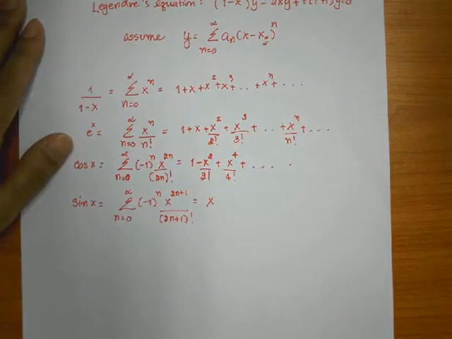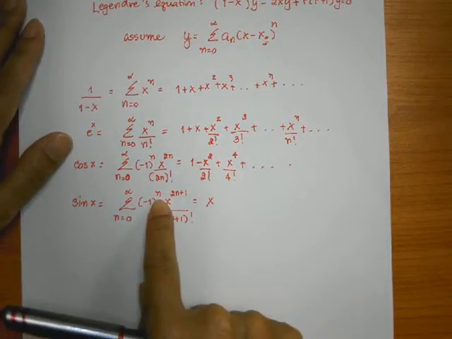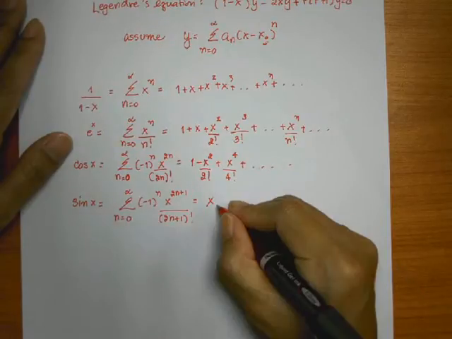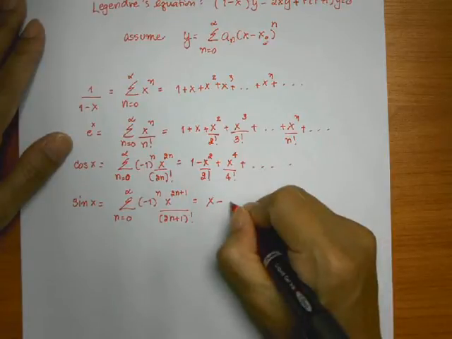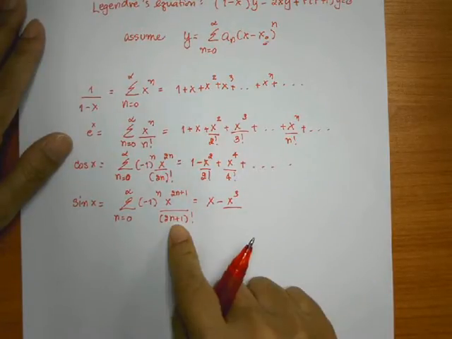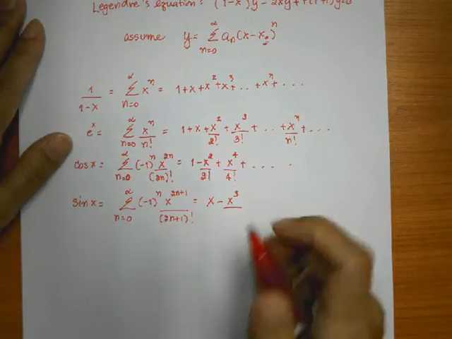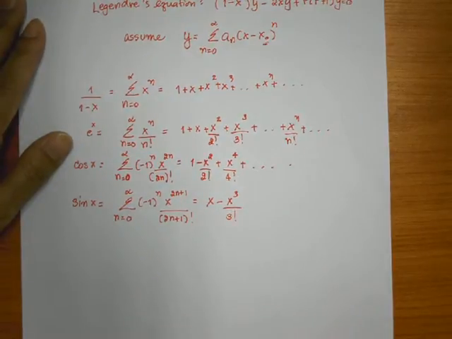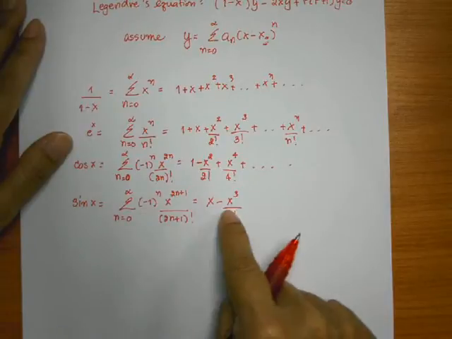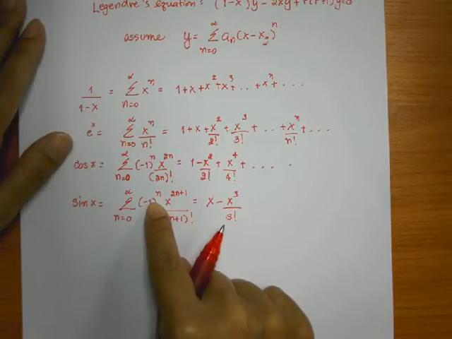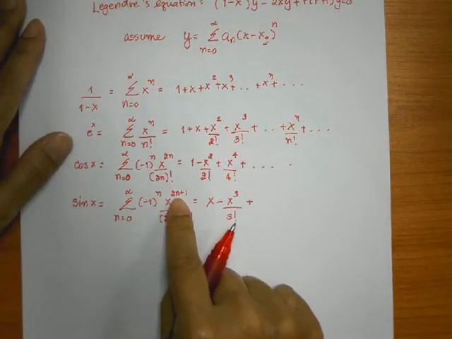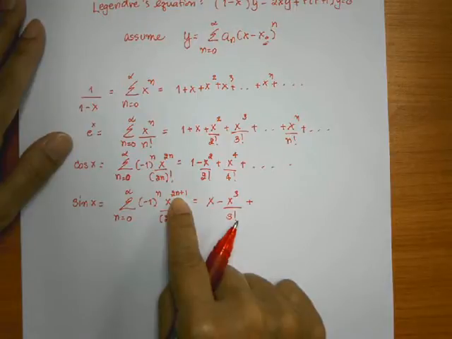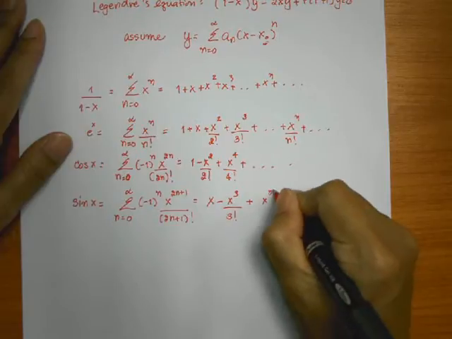Now you put n equal to 1, you've got minus there. Okay? N equal to 1, you get x to the power 3 divided by 3 factorial. Right? And then you put n equal to 2, minus 1 to the power 2 equal to plus 1. You got plus there, and then you put 2 there to the power 5, right? So you get x to the power 5 divided by 5 factorial.